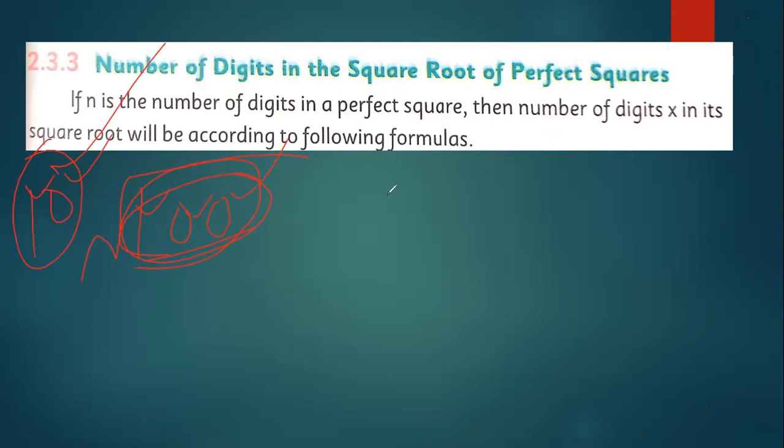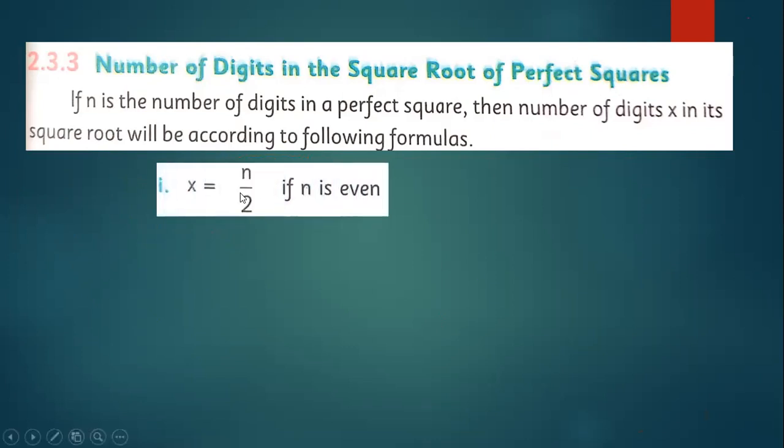So for that, we have formulas, no, we have an idea, a pattern, a technique. So the technique is x is n by 2 if n is even.